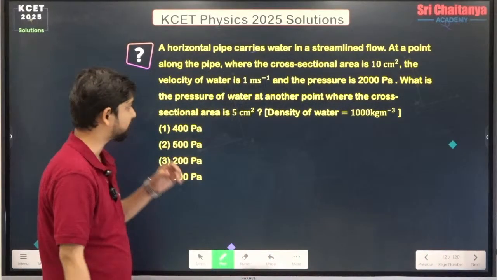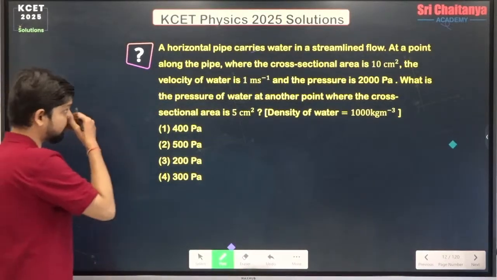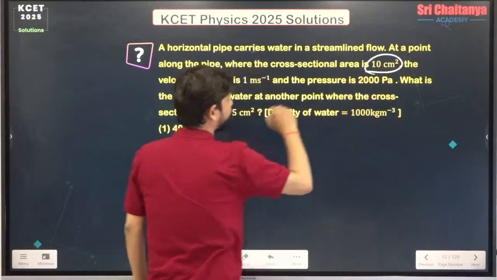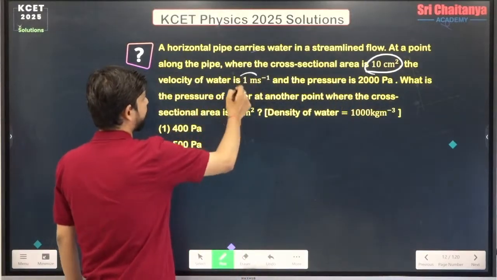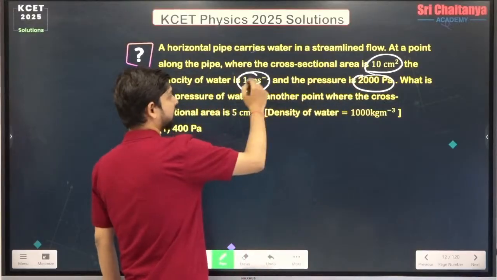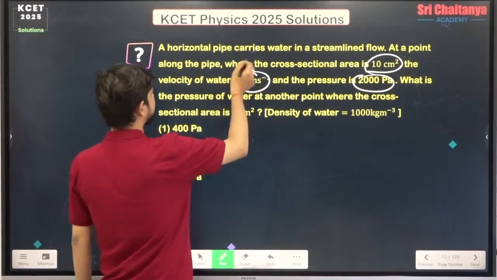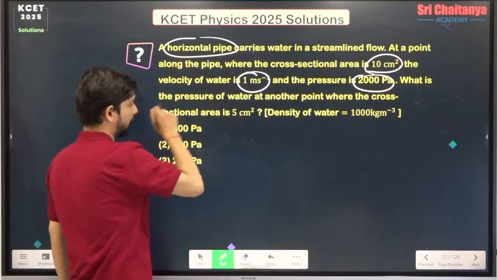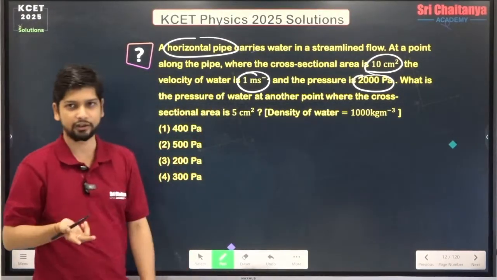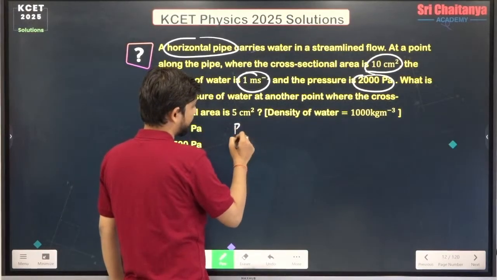As you can see here, a horizontal pipe carries water in a streamlined flow at a point along the pipe where the cross sectional area is 10 cm square. So area is given at a point, the velocity of water is 1 meter per second and the pressure is given. We need to relate pressure, area and velocity, and as it is a horizontal pipe, the height is also mentioned. So we can use the Bernoulli equation as well as the equation of continuity. There are only two equations in fluid dynamics. First one is the equation of continuity.